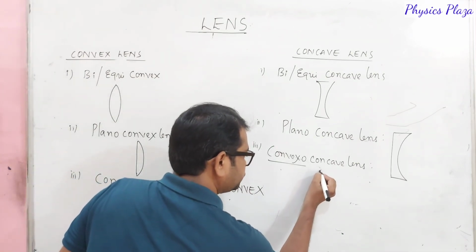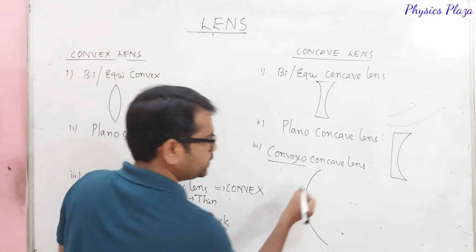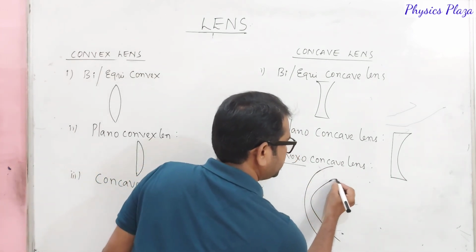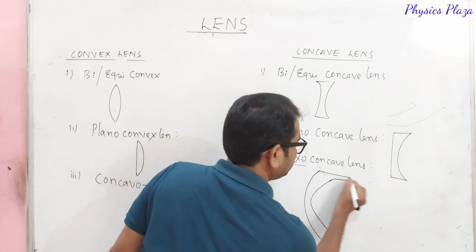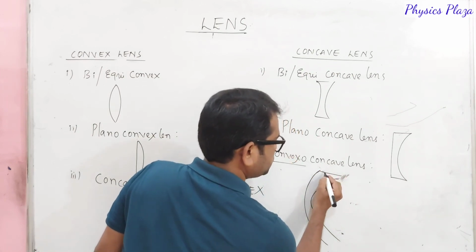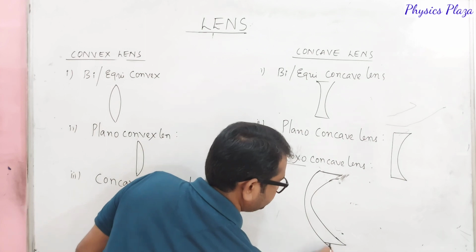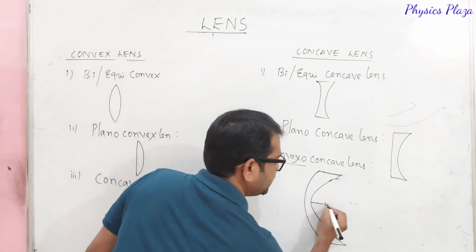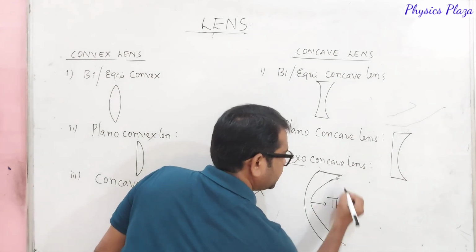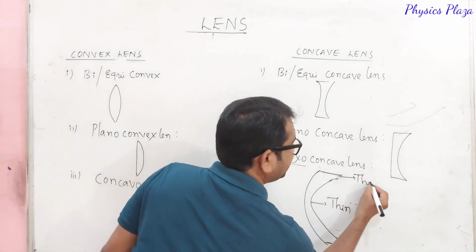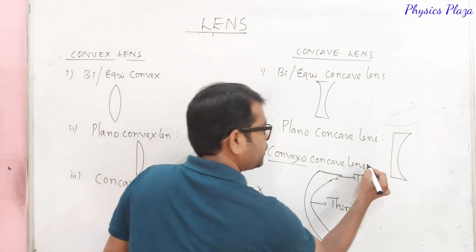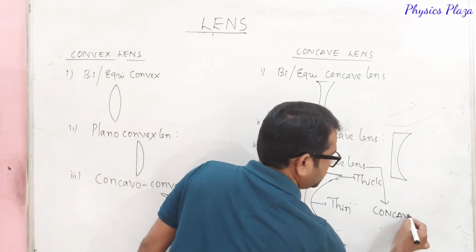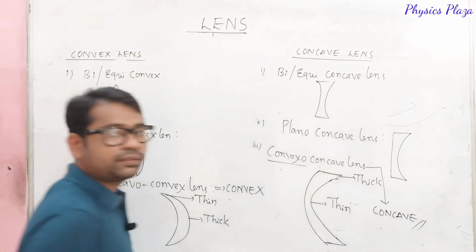Look at here. This is a surface, let us take here, fine. Look at it. It is going to be somewhat like this. Now look at here. In the middle it is thin, at the edges it is thick. So the convex or concave lens finally behaves like a concave lens only.